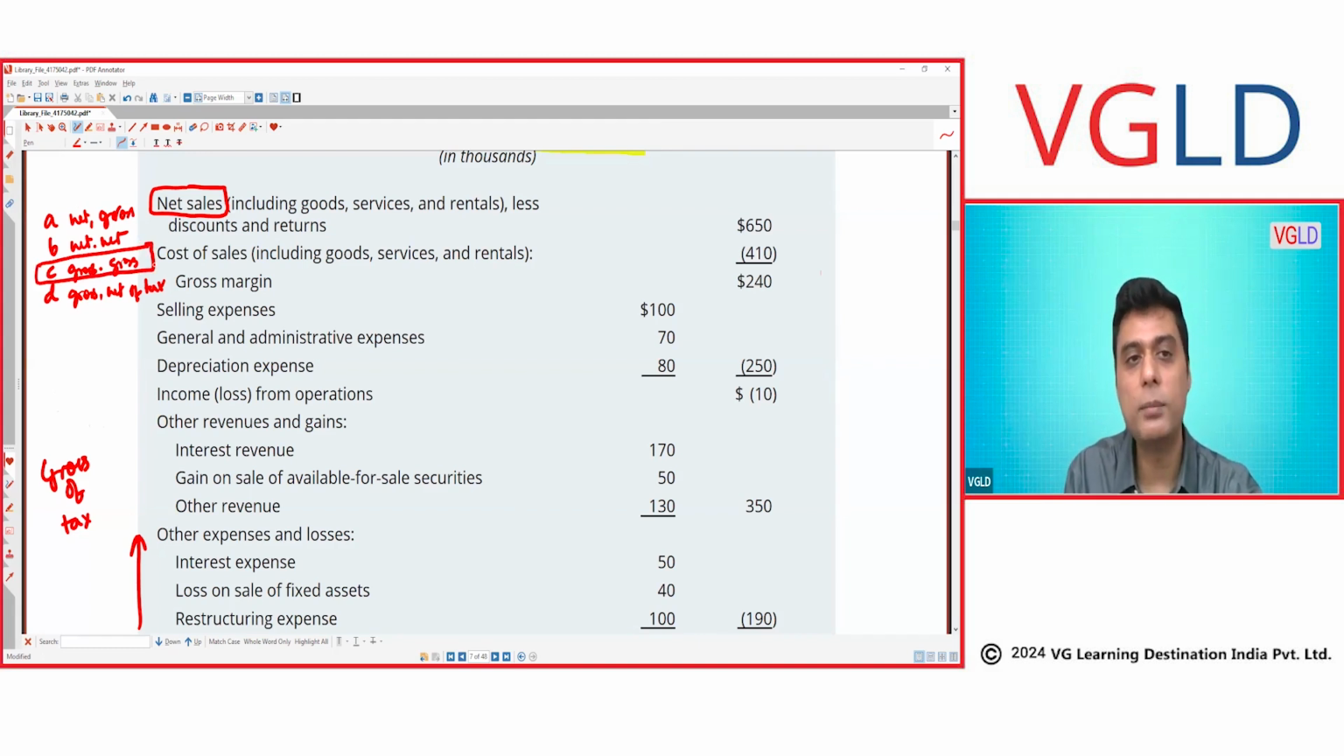It's a gross concept and also gross of tax because it is above the income tax line. Anything that is above the income tax line is gross of tax. And net sales is a gross concept. We know that. So answer is gross and gross.